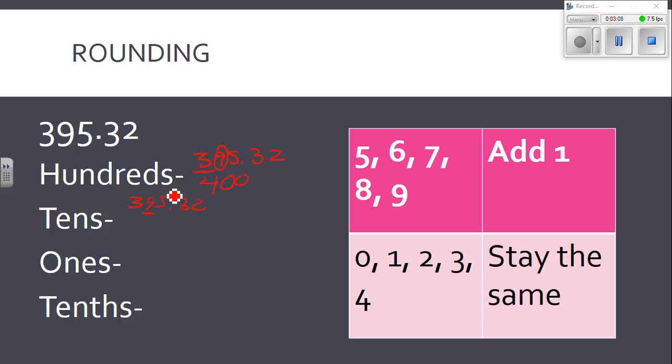395.32. Underline my 9, circle my 5. 5 is add 1. So it is upstairs, so we're going to add 1 to that 9. It becomes a 10, which means we're actually going to again have 400. All right, 395.32. Round to the nearest ones place. That 3 is going to make that 5 do what? Stay the same. So we have 395. And then our last one, 395.32. What is that 2 going to do to that 3? Keep it the same. So we end up with 395.3.